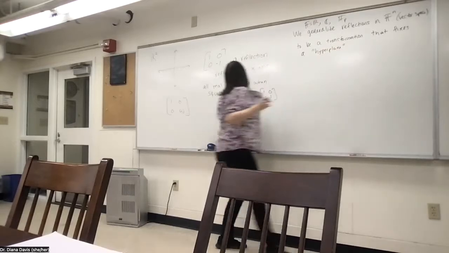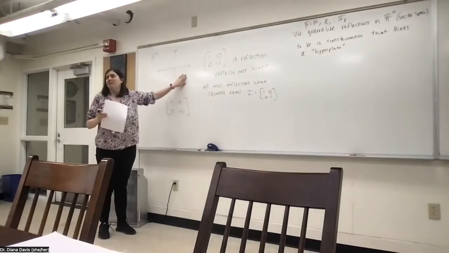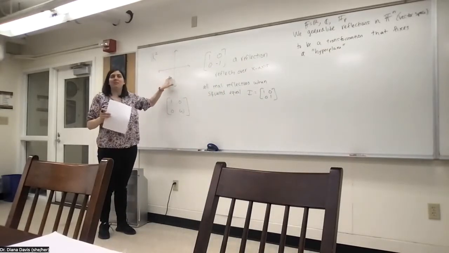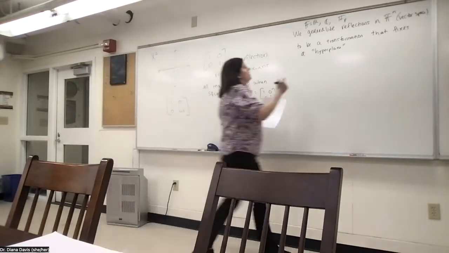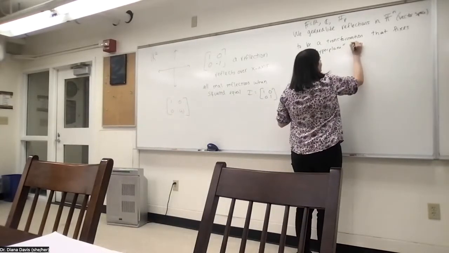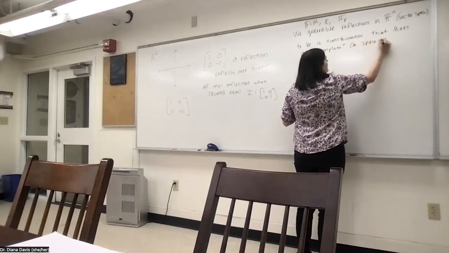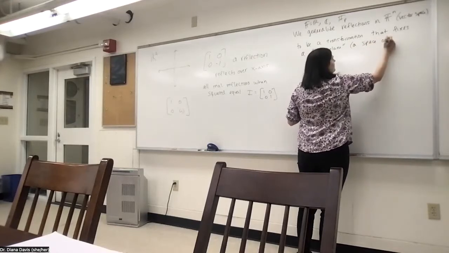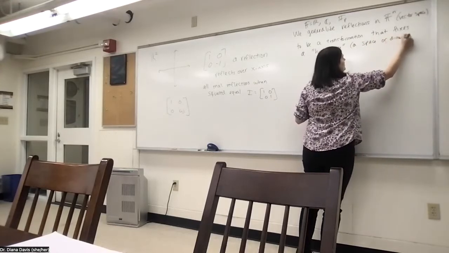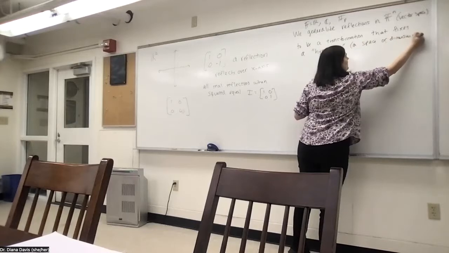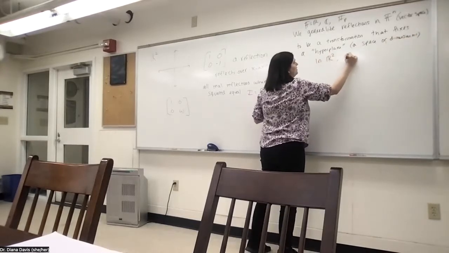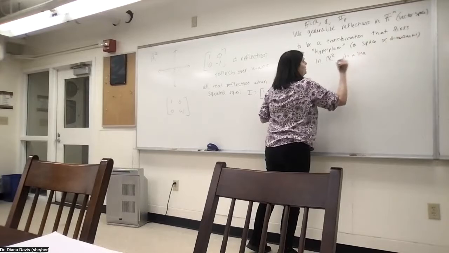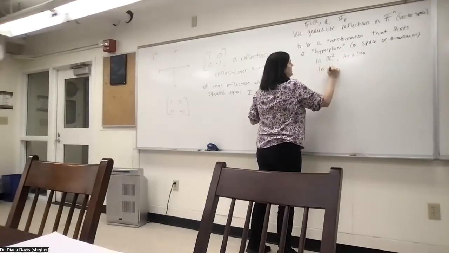Okay, so what's a hyperplane? Well, in R2, it's just a line. It's something that's one dimension smaller than the ambient space. So this is a case of dimension n minus 1. So in R2, it's a line. In R3, what would it be? Right. Yeah.